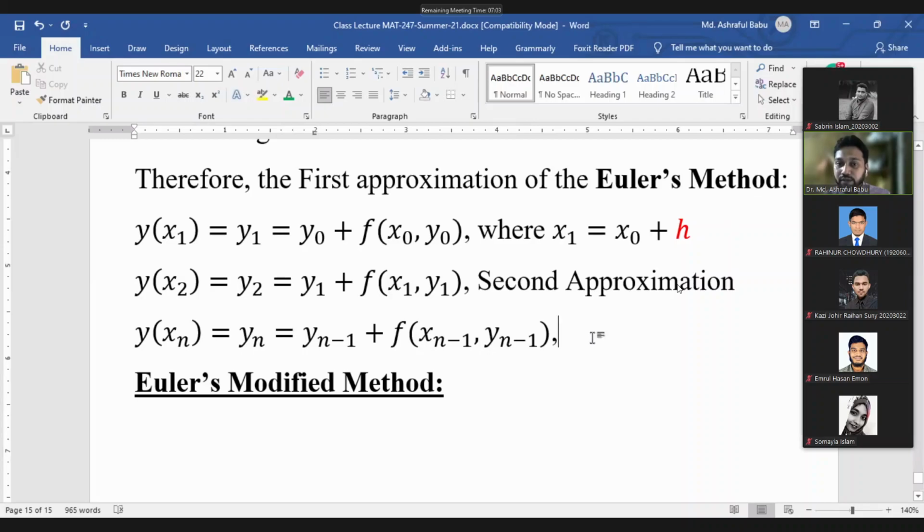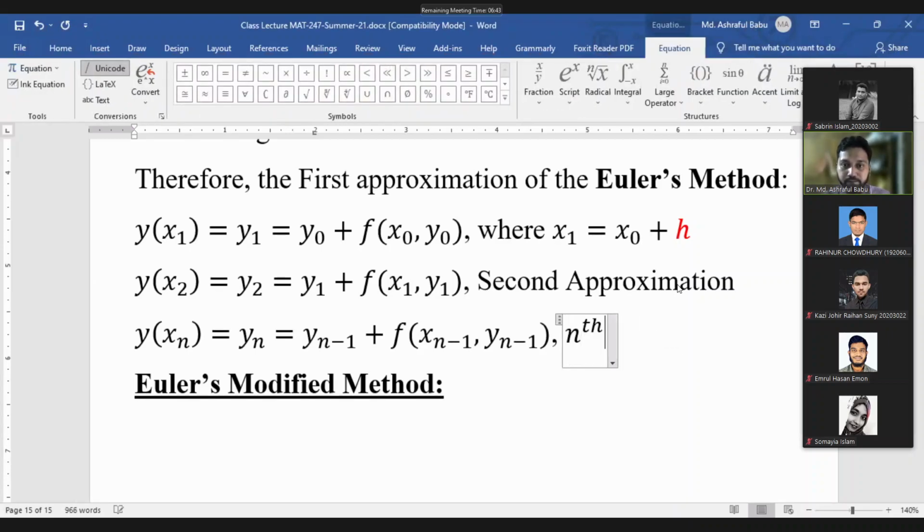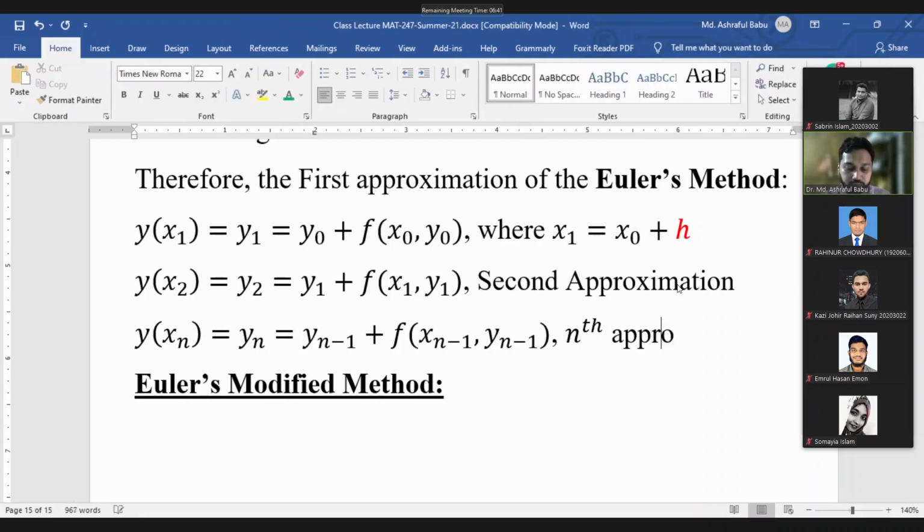Of the Euler's method, and that is called the nth approximation. But in this course we use only the first approximation. So Euler's modified method is similar. First of all, we have to consider the first approximate value for the Euler's method.